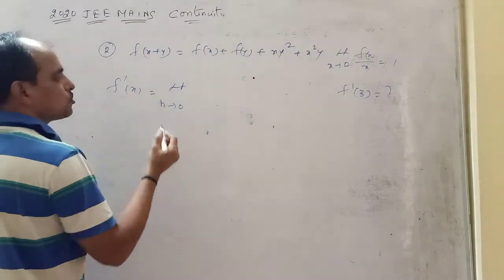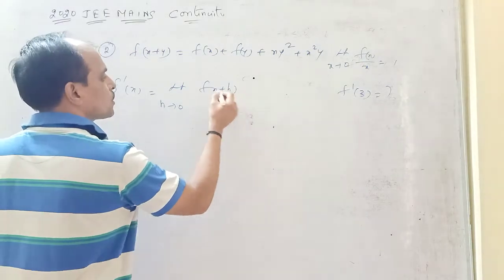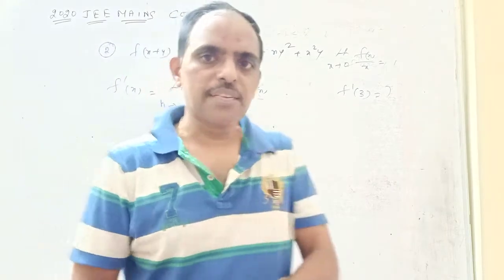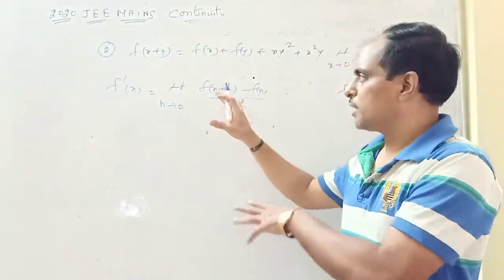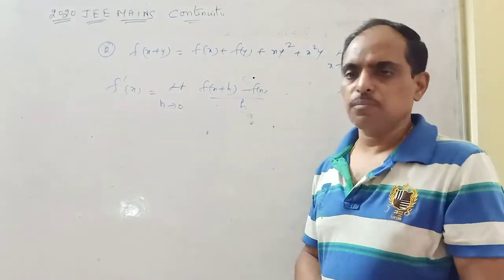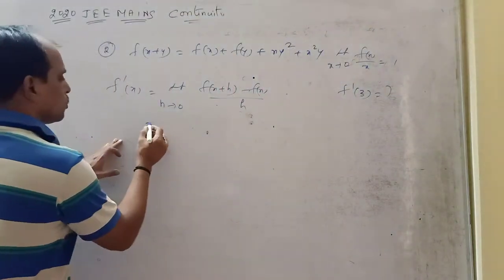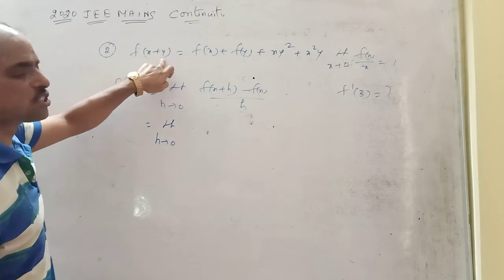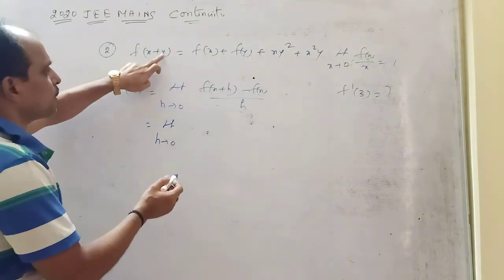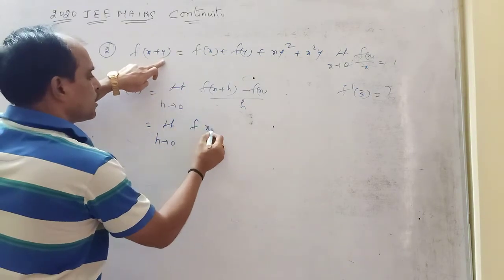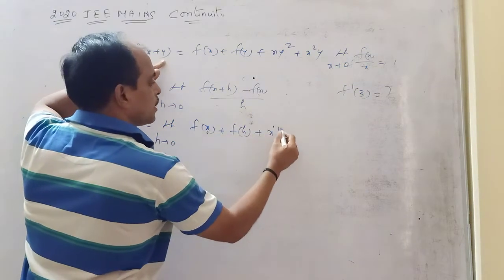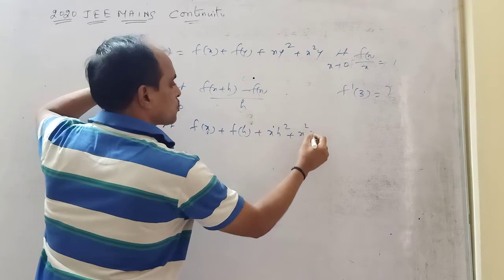Limit as h tends to 0, f of x plus h minus f of x by h. This is the basic definition of differentiation by using first principle or from the definition. Now limit as h tends to 0, what is f of x plus h? f of x plus y is equal to this one, so replace y with h. You will get f of x plus f of h plus x h square plus x square h.